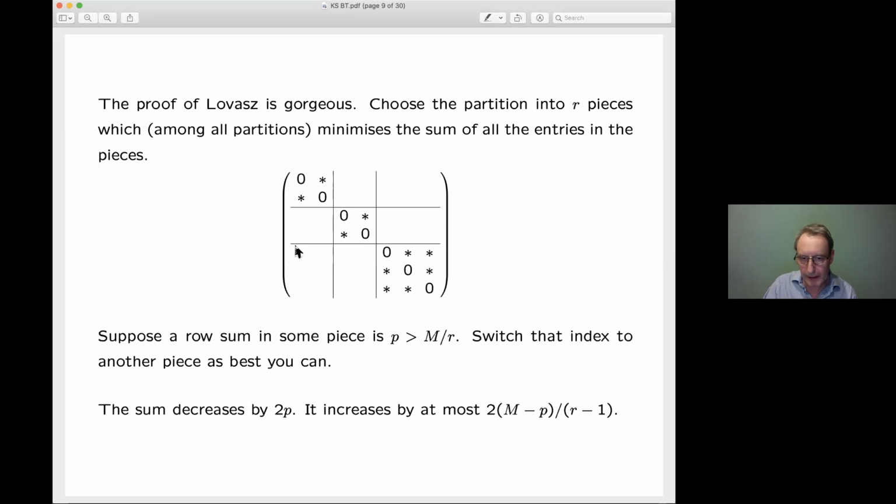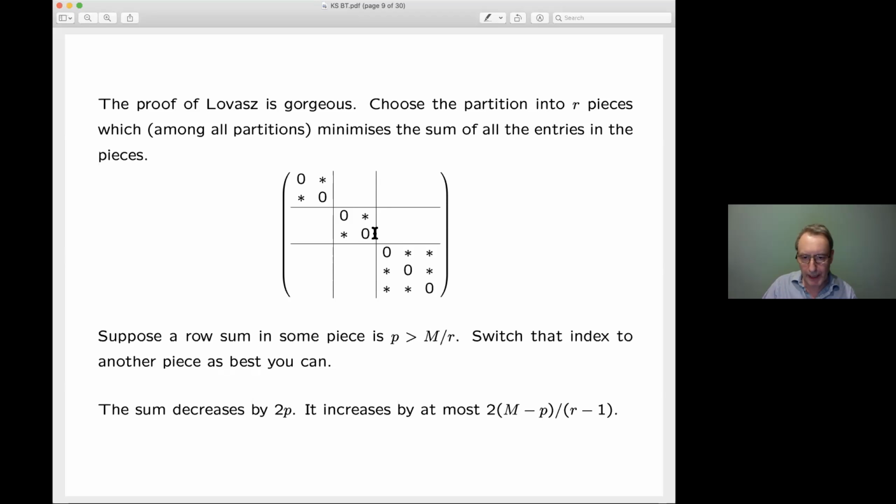And of course, the amount it increases depends on the entire collection of things here, whose total is at most m minus p. And you're going to choose the best one, the one as small as possible. And you've got r minus 1 of them to choose from. So what you're going to get is at most (m minus p) over (r minus 1), as long as you choose the best one. And then, of course, you have this factor of 2 because you've got the stuff in the row as well as in the column. Okay?